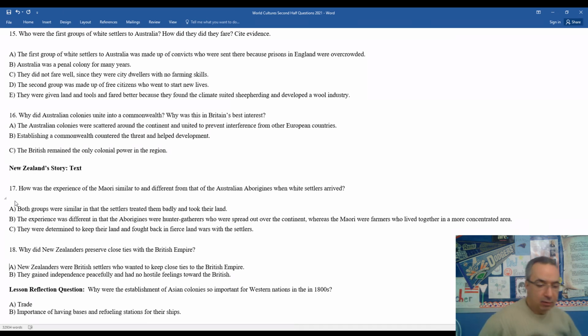18. Why did New Zealanders preserve close ties with the British Empire? New Zealanders were British settlers who wanted to keep close ties to their home country. They gained independence peacefully and had no hostile feelings towards the British.